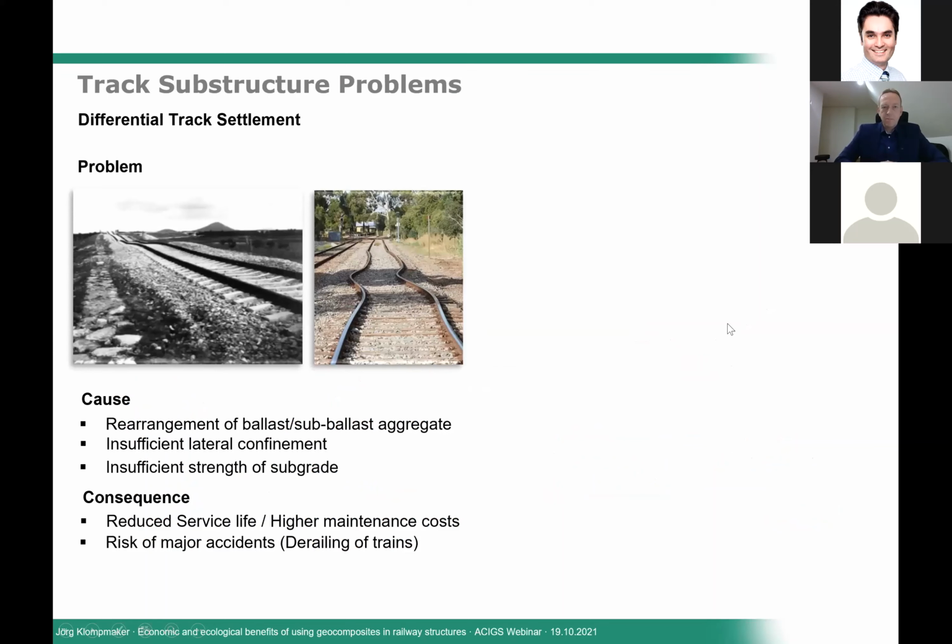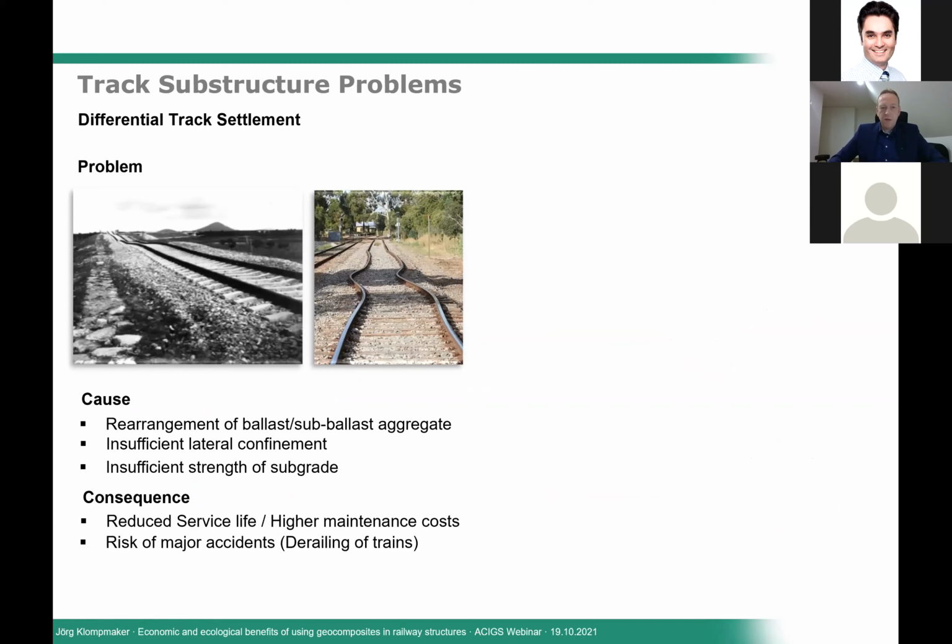Let's look at some track substructure problems. So problems we can come across are, for example, differential settlement problems. And this is what the picture shows at the top left. The cause of this can be a rearrangement of the ballast or sub-ballast aggregate as a result of insufficient lateral confinement or insufficient strength of the subgrade.